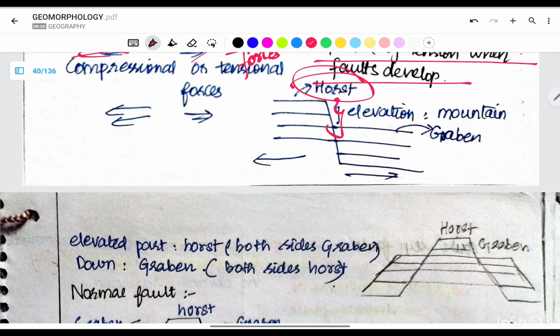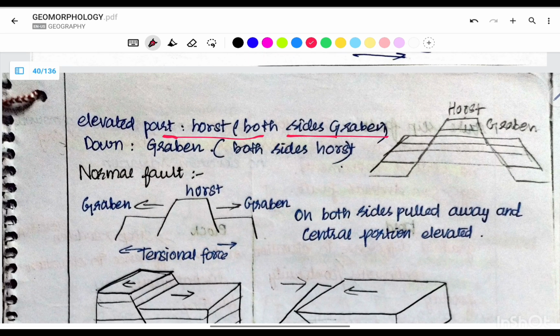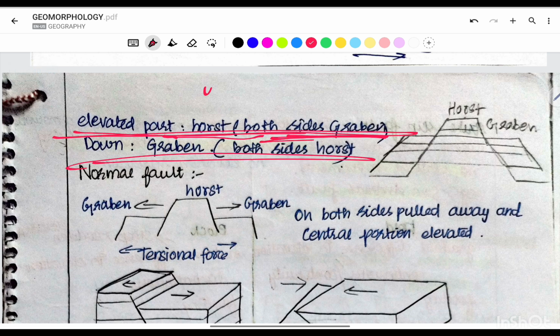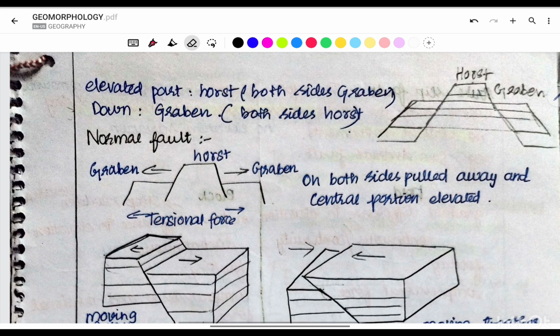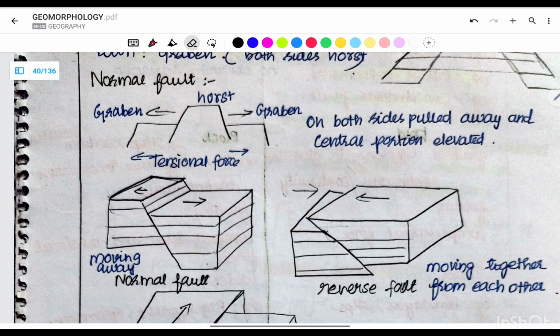Horst is an elevated mountain, the higher portion, and then we have the graben. The elevated part is the horst, and the downward part is what we call the graben. The downward part is the graben, and the upward elevated part is the horst.